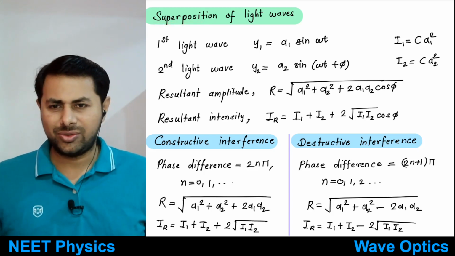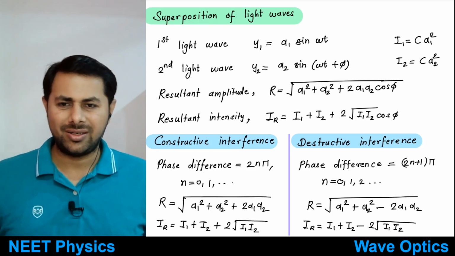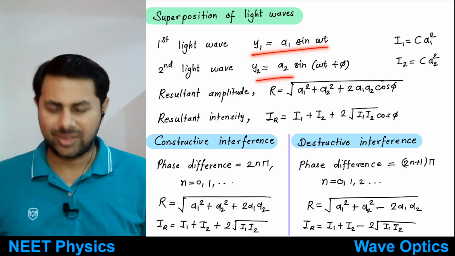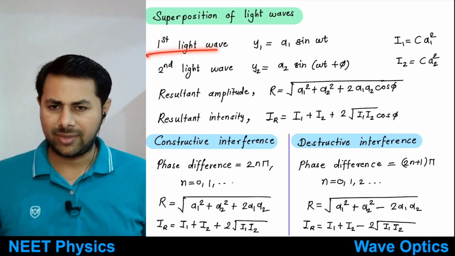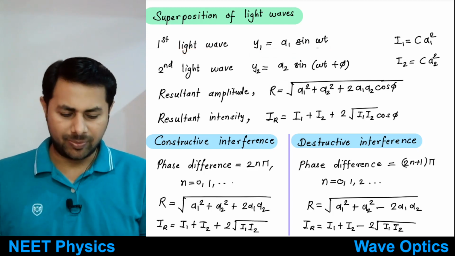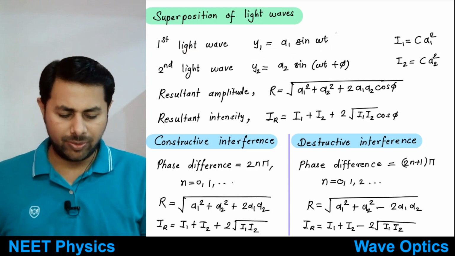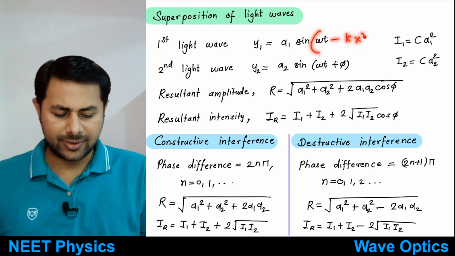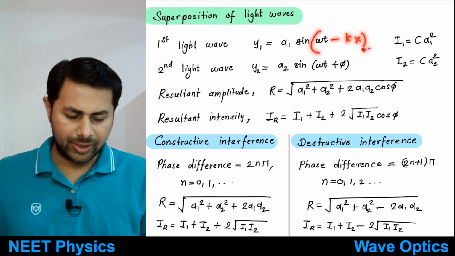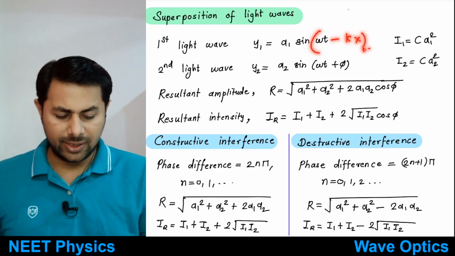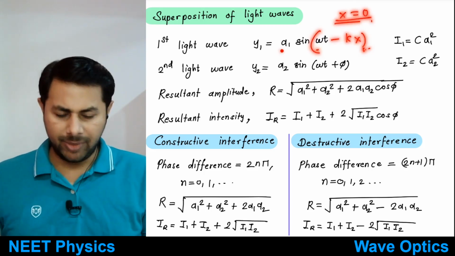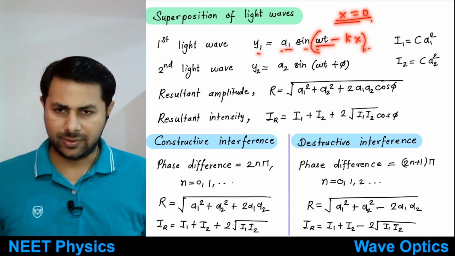Next, let us see superposition of light waves. Superposition of waves is superposition of waves. It doesn't matter whether these waves are sound waves or light waves, they will follow the same principle. Suppose this is the first light wave, coming at some point of the medium. The equation of a wave traveling in the positive x direction is y = a sin(ωt − kx). For simplicity, let's take x = 0, then you get the simple equation y = a sin(ωt).